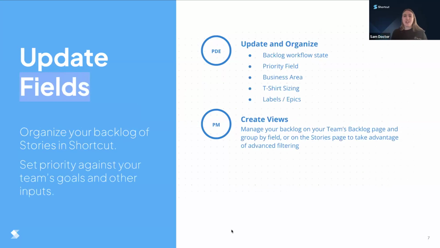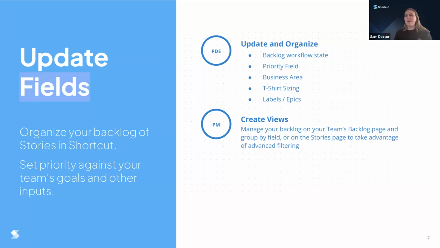And so once you have your channels set up, you'll want to make sure that your backlog items are properly updated, so that way you can organize your backlog in the way that you want. So when you create your backlog item, typically a story, you want to make sure it's in that backlog workflow state like we covered. And then you might want to use your priority field, use custom fields like business area, use t-shirt sizing. You can represent this by using a label.